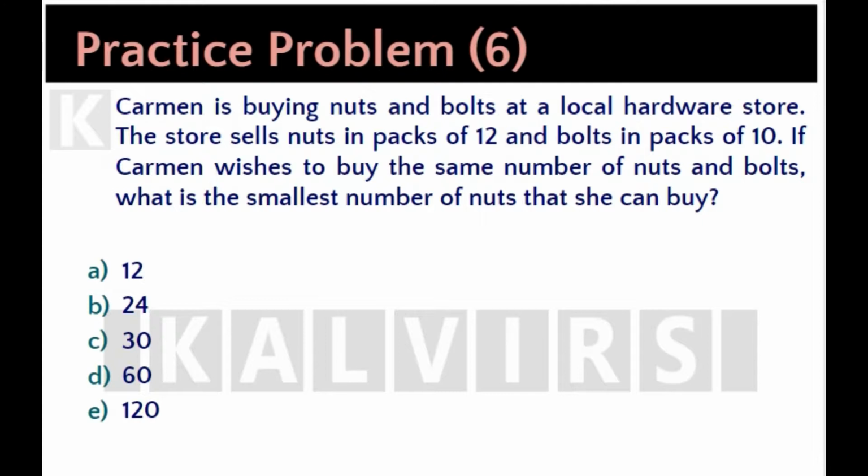Carmen is buying nuts and bolts at a local hardware store. The store sells nuts in packs of 12 and bolts in packs of 10. If Carmen wishes to buy the same number of nuts and bolts, what is the smallest number of nuts that she can buy? Now, we know that nuts are sold in packs of 12 and bolts are sold in packs of 10. Therefore, if Carmen wishes to buy the same number of nuts and bolts, the smallest number she's allowed to buy can be found by calculating the least common multiple of 10 and 12.